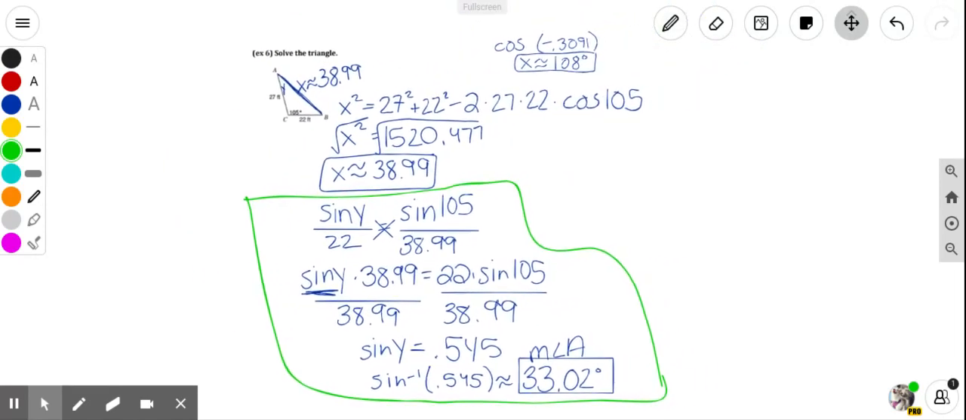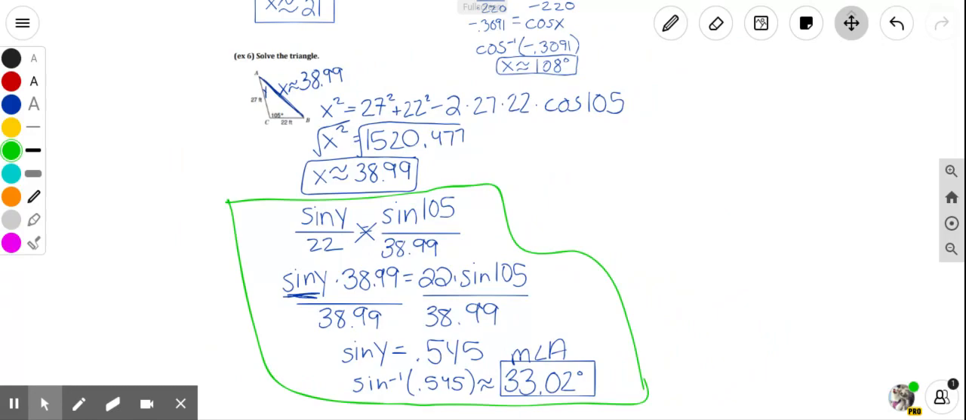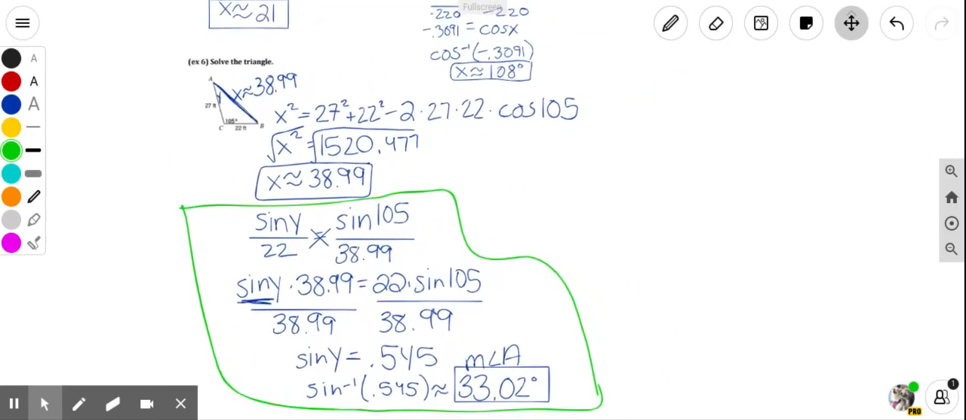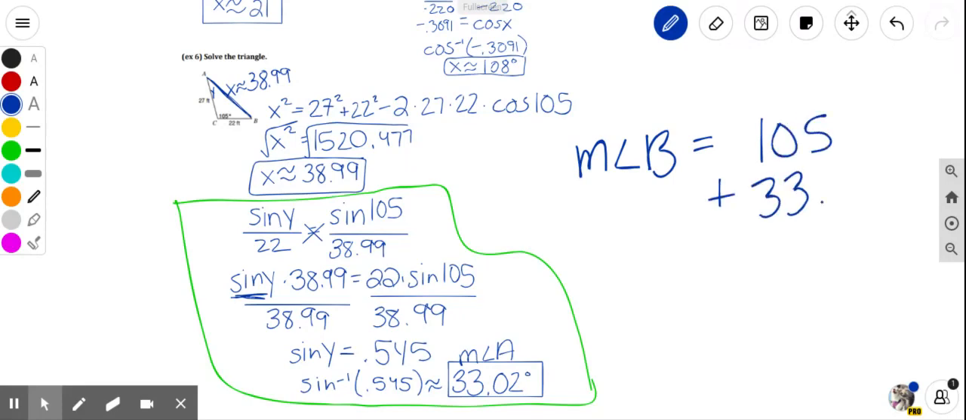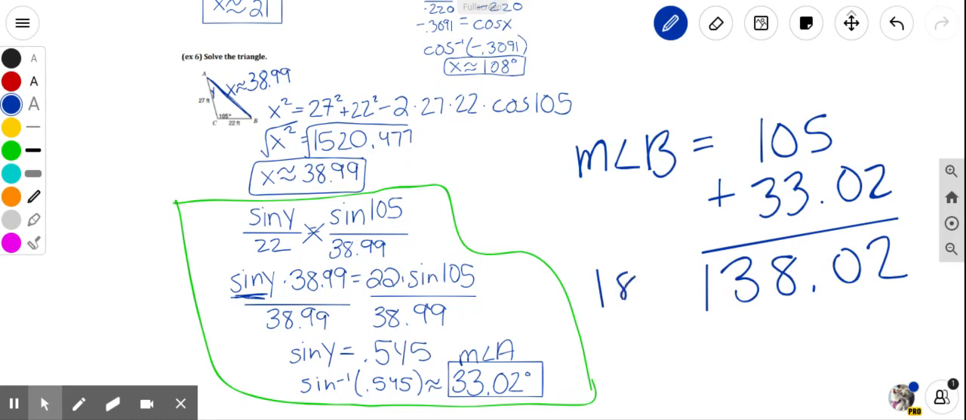Then all of that is for AB. And then lastly, to find the measure of angle B, you're just going to add 105 and 33.02. I mean, if you wanted to call that 33, that's fine. So 105 plus 33.02 is 138.02, and then you're going to subtract from 180. So you end up getting 41.98 approximately. And again, if you called it 42, that's totally fine.